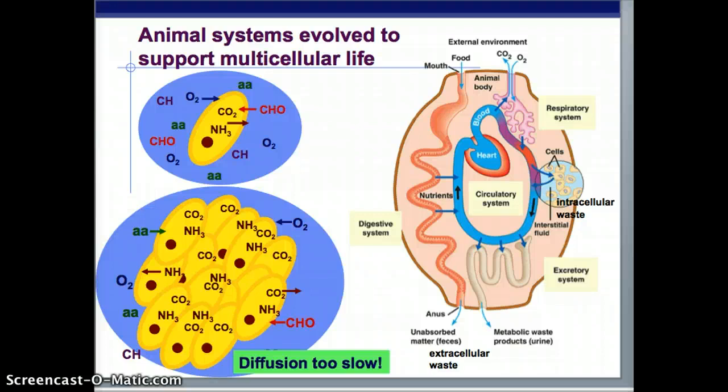All right, so animal systems now support multicellular life. So you had unicellular life with diffusion, just pure diffusion, which worked great because we've got one whole cell in its own environment. Whereas here, when you get all these cells stuck together, diffusion can only get in this one, or this one, or this one. Doesn't work quite as well coming through.